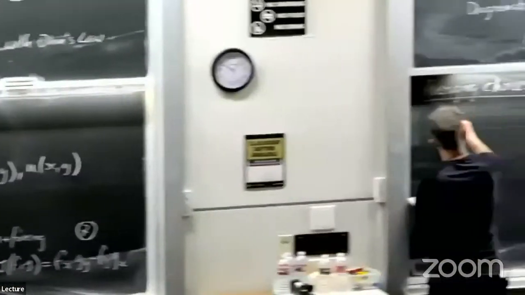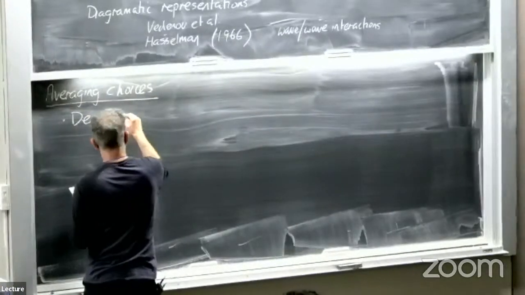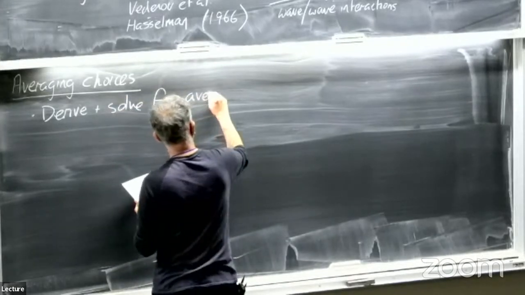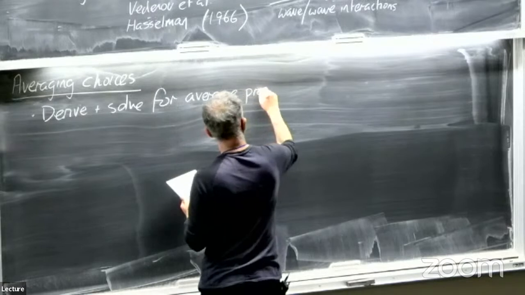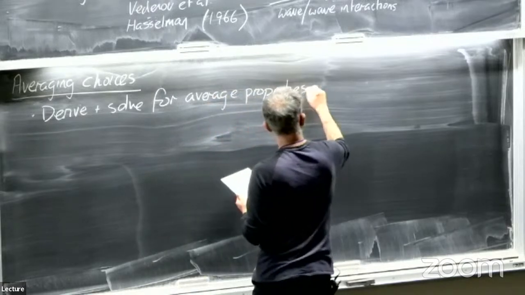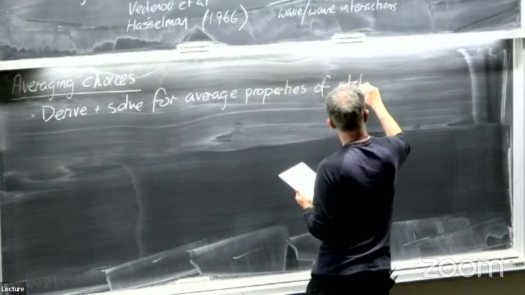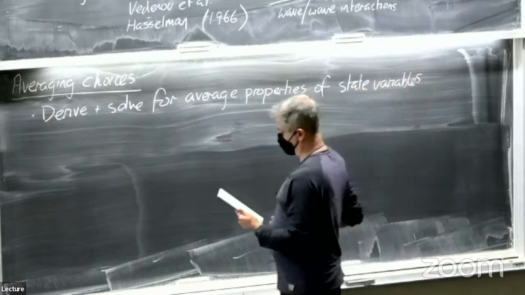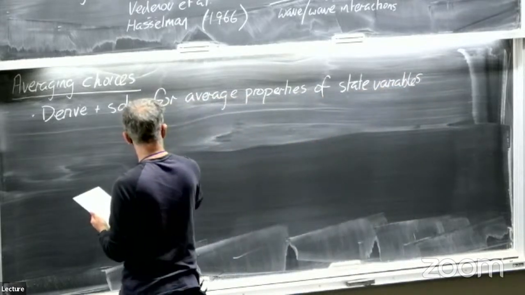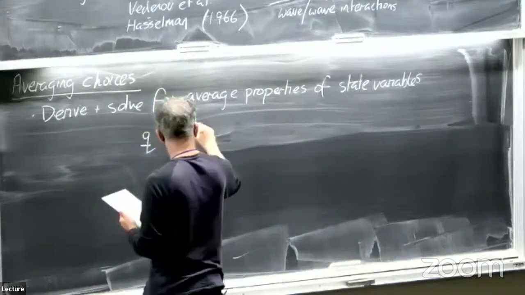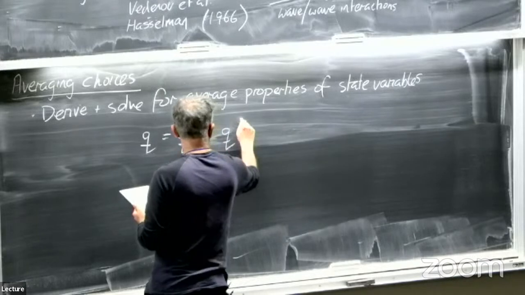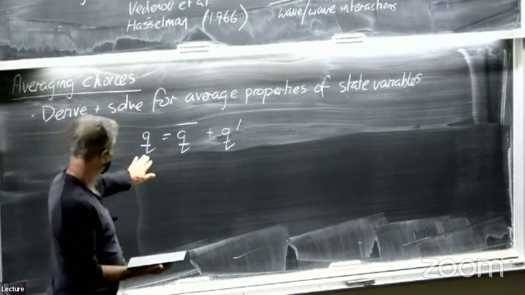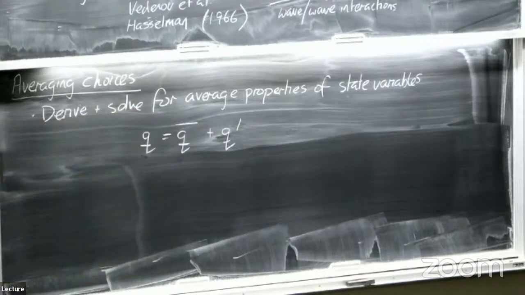So we're going to derive and solve for the average properties of the state variables. So I'm going to write Q, my state variable, as quite easily some average plus a perturbation. The perturbation is just defined as, you know, this minus this. But I have to decide, what do I mean by averaging?